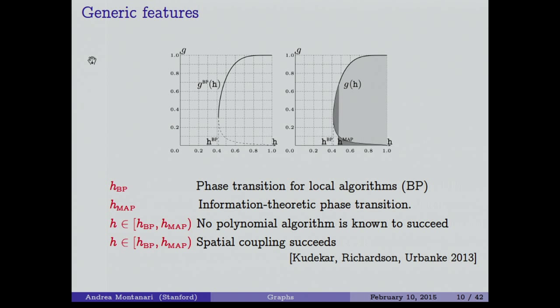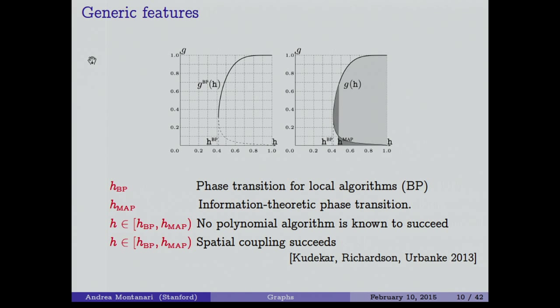A recent discovery is that you can take the graph and massage it a little bit through this spatial coupling technique in such a way that the BP threshold becomes equal to the MAP threshold, and this slice gets cut off completely. Okay, this is kind of magic the first time that you see it, but that's true.